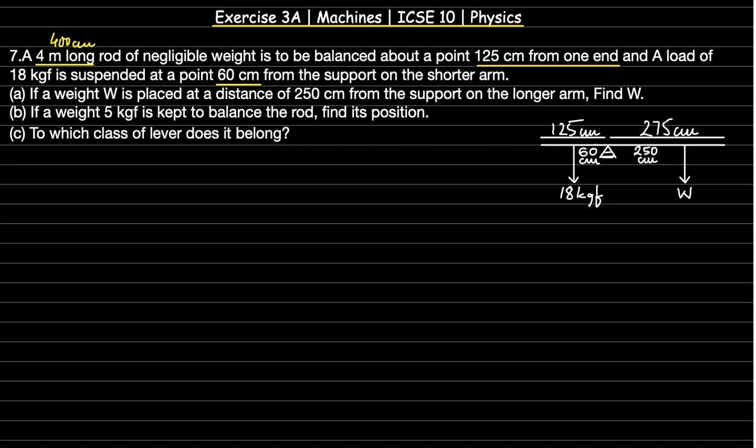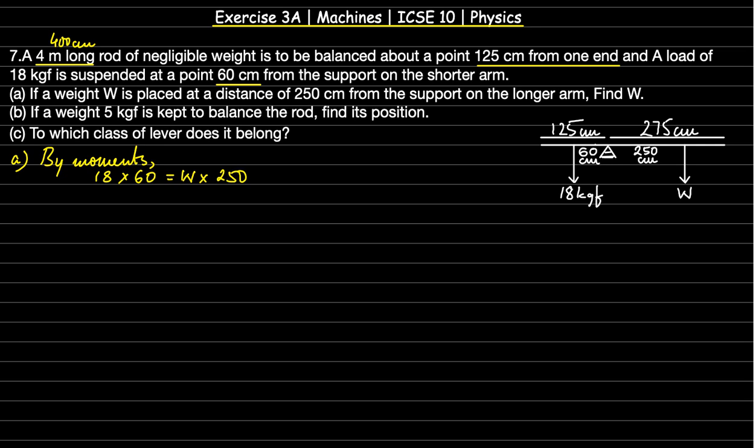So for the A part here, I would write A part. So by moments, we can write 18 kgf, so I would be getting it in kgf only. So force into perpendicular distance, so the force is 18 on the left side into perpendicular distance from the fulcrum is given as 60 centimeter is equal to, we need to find the value of W, so W, that is the force on the right side, into the distance from the fulcrum is 250 centimeters.